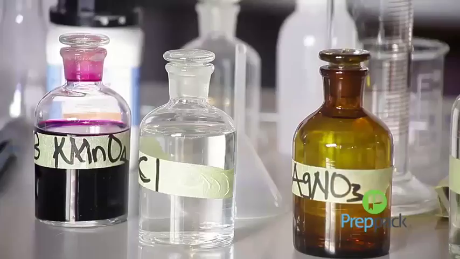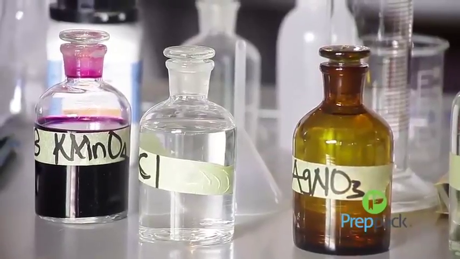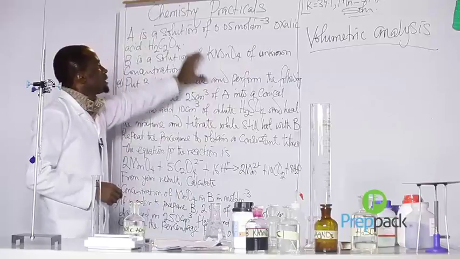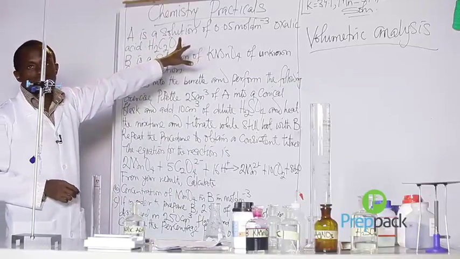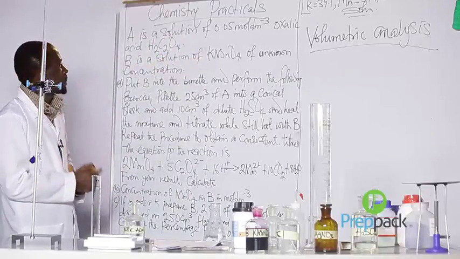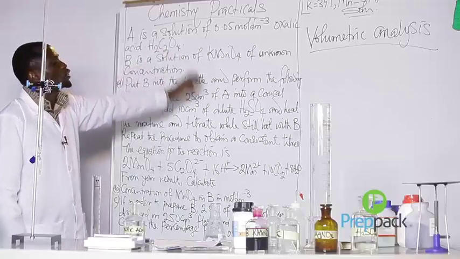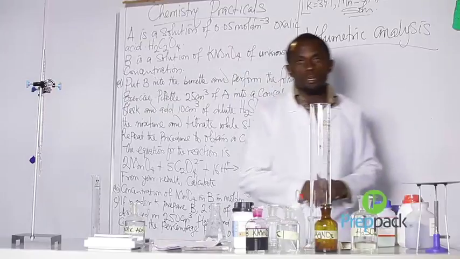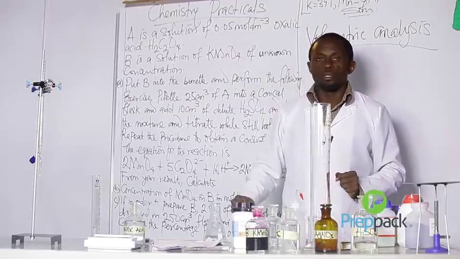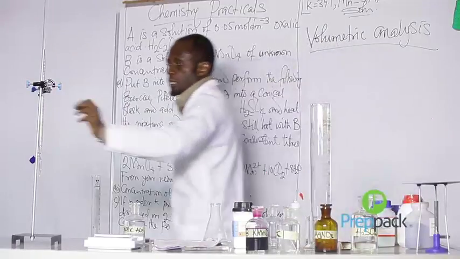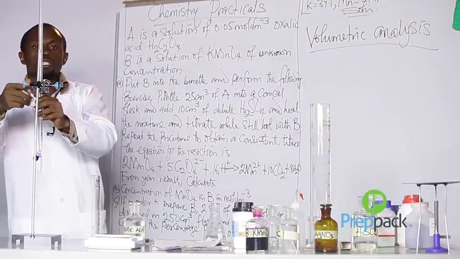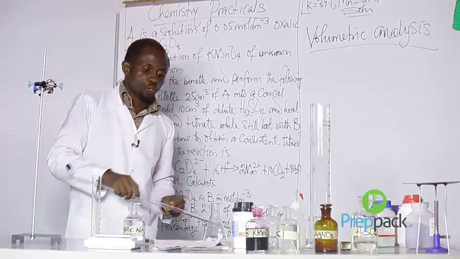How do I do that? Look at the past question paper of the current exam on the board. Let's take this as an example. This is WAEC 2016 from Ghana. Assuming a question like this is given to you under volumetric analysis, how do I solve this? All you need to do is, one, in volumetric analysis, you need to adhere strictly to instruction.